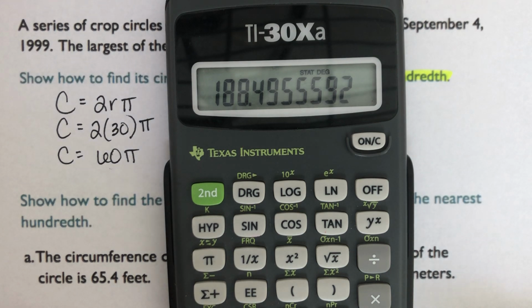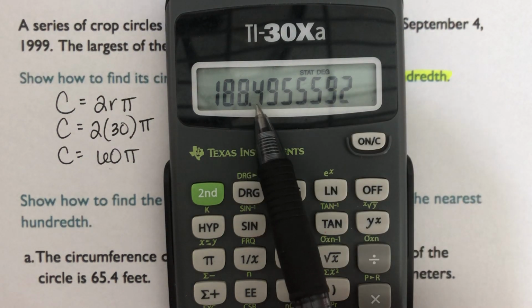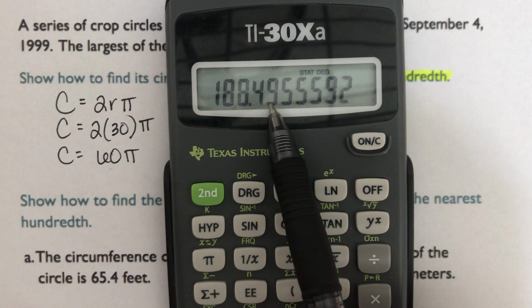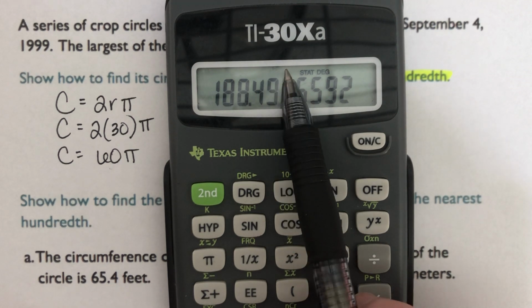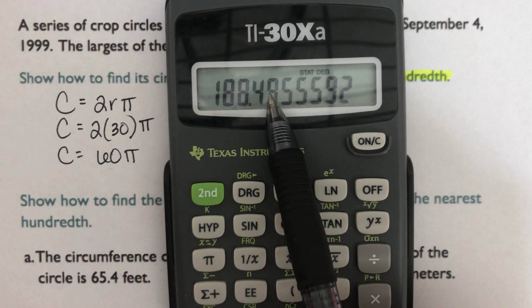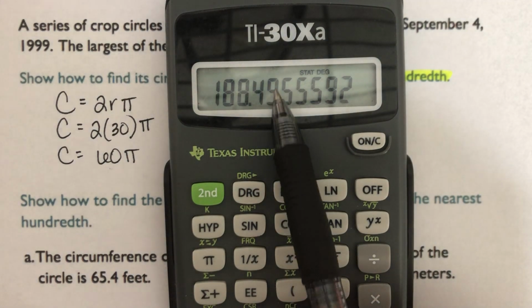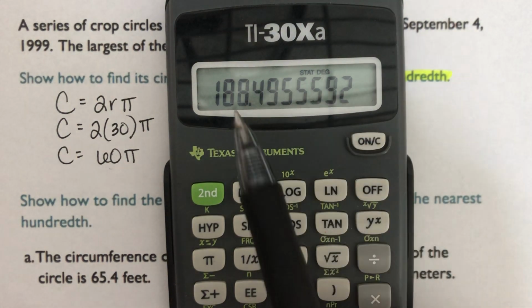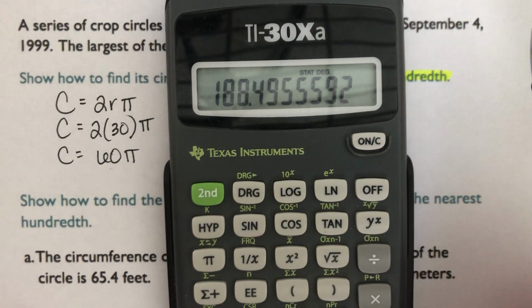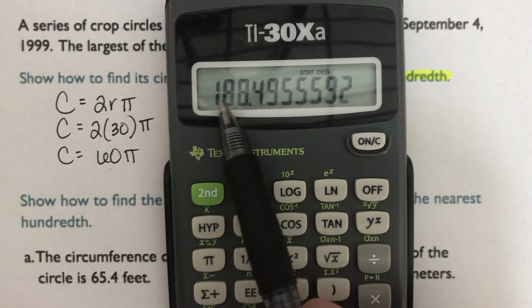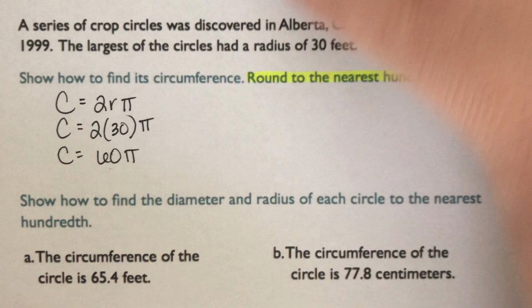188.495. It said to round to the nearest hundredth, which is the second decimal. So we're rounding this guy. To round it, we look at the number to the right. It's a 5, so we're going to round this up. Well, this whole thing is going to round up to 50, right? Because you can't round a 9 up, it just rolls to the next 10. So it's actually going to be 188.50.